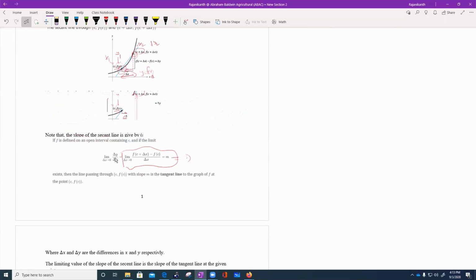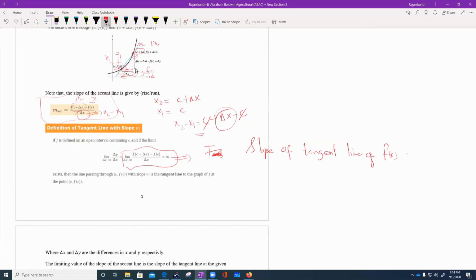Okay, keep in mind this. The slope of the tangent line of the curve f(x) at the given point, say x is c and y is f of c. So if you know the given point (c, f of c), the slope of the tangent line of f(x) at that point is simply written as m, the slope.